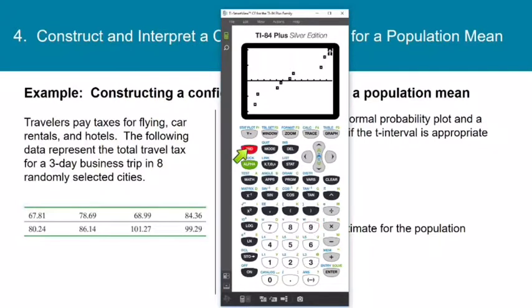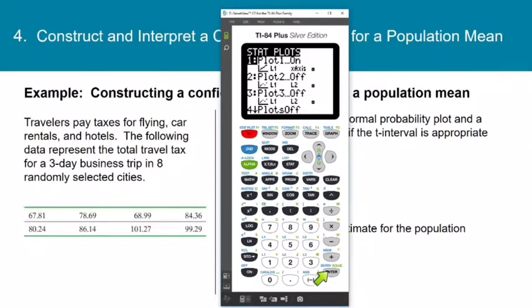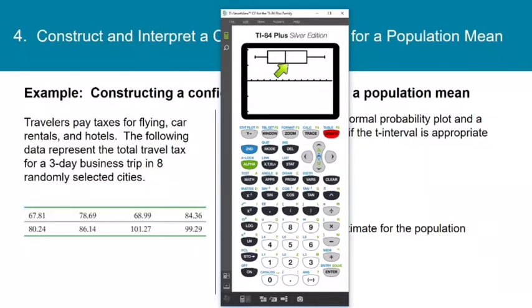Okay, now let me go second y equals again, and let me just change that plot type to box plot. And since we are looking for outliers, I'll make sure that I select the type of box plot that shows me outliers. So now I'm going to enter and just go ahead and hit graph. And here is our box plot. We could zoom 9 and make sure that all the data is showing, but that's our box plot and there are no outliers. So since the normal probability plot looked good and there are no outliers in our sample, we can feel good about going ahead with the t-interval method for this sample.